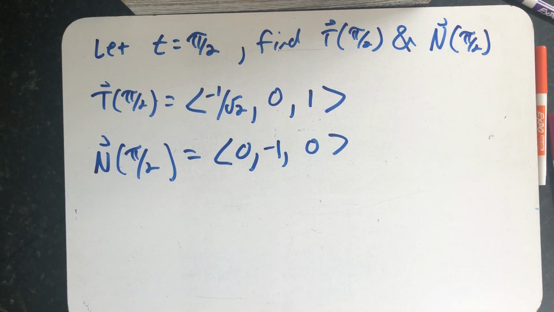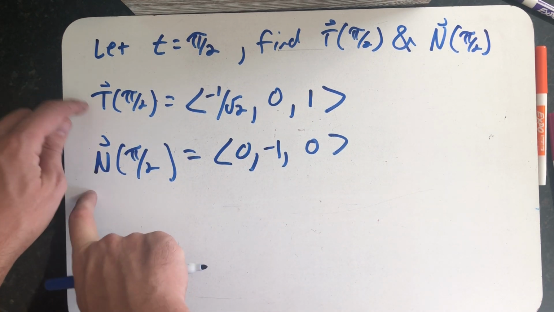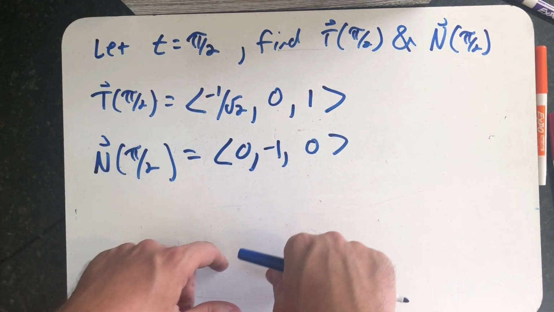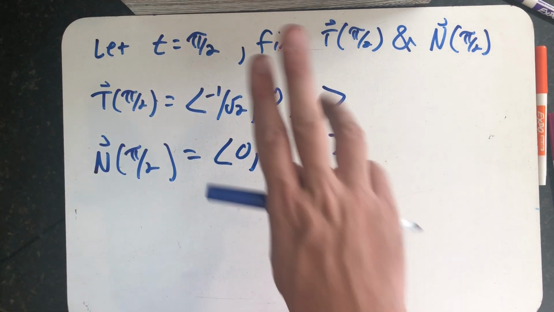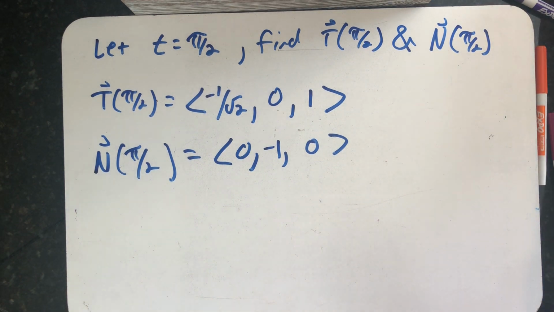So I have big T and I have big N. Thinking about this helix, big T and big N are supposed to be normal to each other. Look at the dot product. They zero out, right? 0 plus 0 plus 0. They're not always that nice, but they do always equal 0 if you dot product those two things.